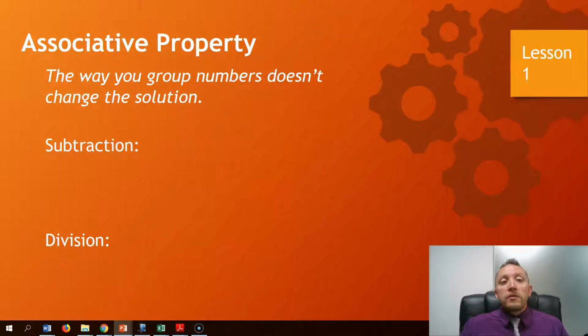But what about subtraction? And what about division? So let's say if we had 8 minus 4, and we did that first, and then we subtract 2.